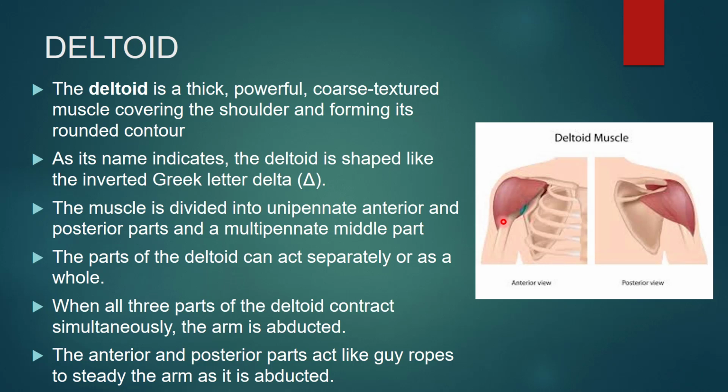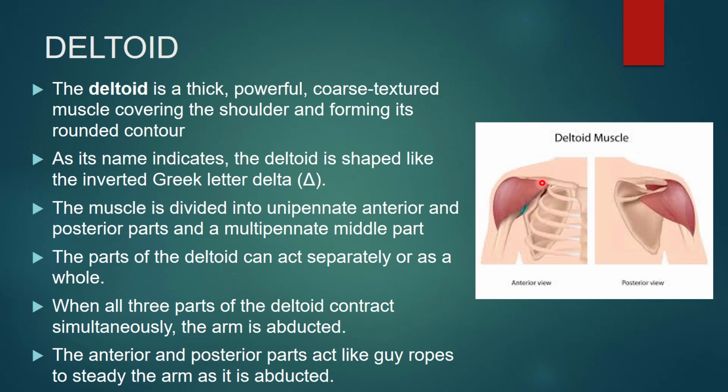The muscle is divided into a unipinnate anterior part, a multipinnate middle part, and a unipinnate posterior part. The parts of the deltoid can act separately or as a whole. When all three parts of the deltoid contract simultaneously, the arm is abducted. Remember this thing: abduction is the main function. The anterior and the posterior parts act like guy ropes to steady the arm as it is abducted. Okay, so remember this thing.